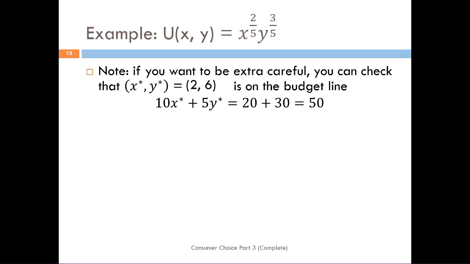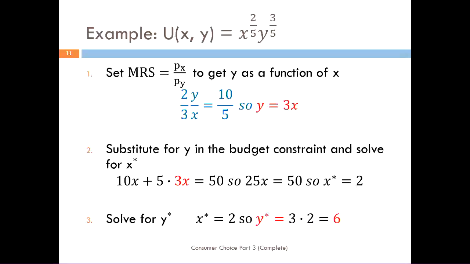You could also check, by the way, that the marginal rate of substitution equals the relative price. What's the marginal rate of substitution at your most preferred bundle? Well, y is 6, x is 2, so we have 12 in the numerator, 6 in the denominator. 12 divided by 6 is 2. That equals the relative price 10 over 5. So at the most preferred bundle, the marginal rate of substitution does indeed equal the relative price, as we say.